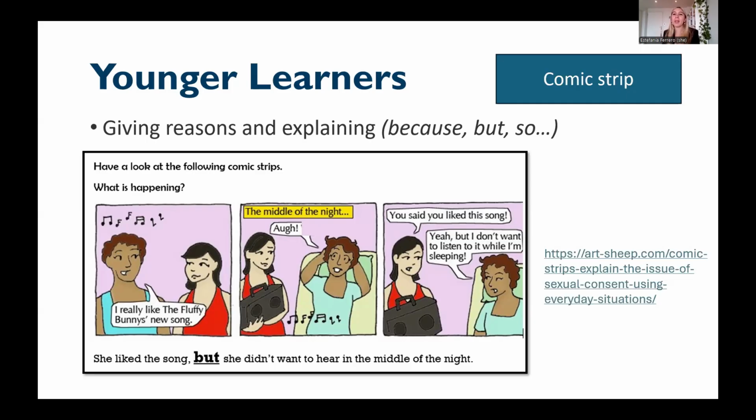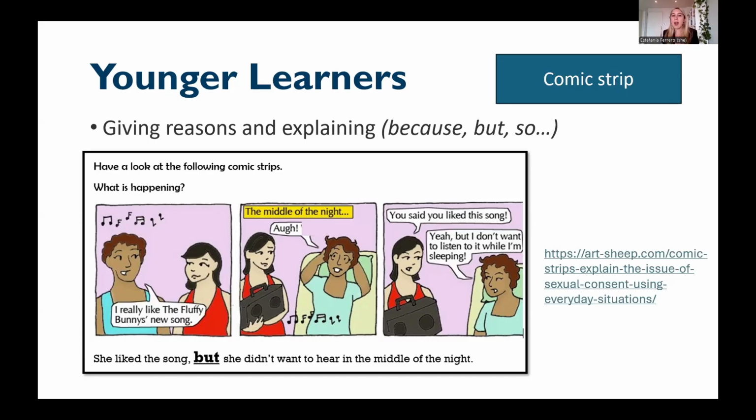And for example, we can use this comic strip that is available in this link, and I would be more than happy to share it. So we can have a look at this comic strip. We can give them some context. And so as you can see, they look like two friends, right?